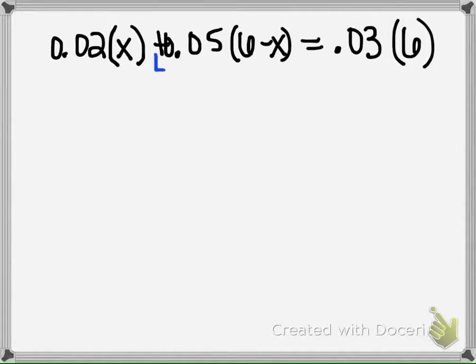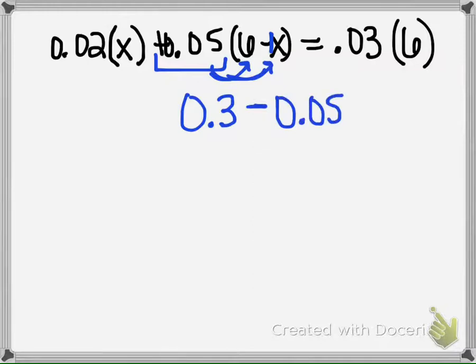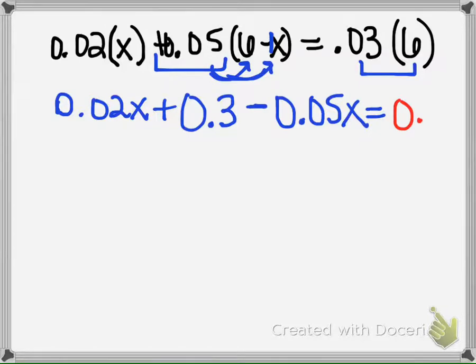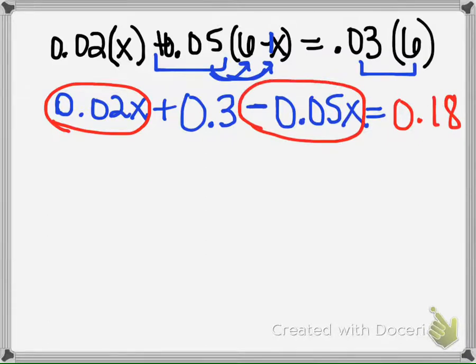Okay, so first thing here, I'm going to go ahead and distribute this to the parentheses. So 0.05 times 6 is 0.3. And then 0.05 times negative 1 is negative 0.05x. And then 0.03 times 6 is 0.18. Now we're going to go ahead and combine the like terms here on the left side. So 0.02 minus 0.05 is negative 0.03x.